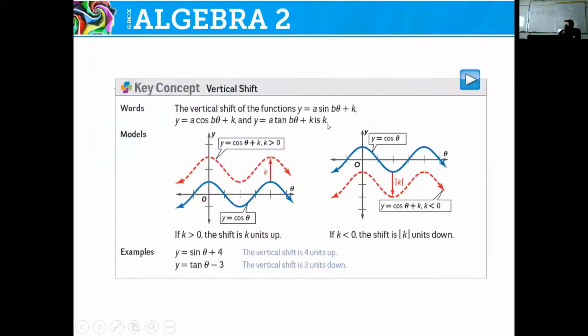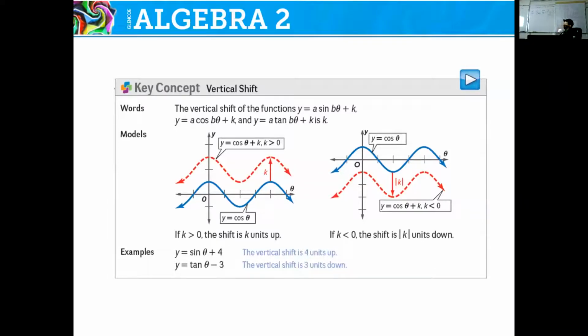Okay. Vertical shift. This is not a phase shift, because phase shift is moving it horizontally. Vertical shift is moving it up and down. And what we do when we take the vertical shift is we move the midline. So we still have amplitude as the distance from the maximum to the midline. The vertical shift moves that midline up and down. So it's no longer the x-axis.